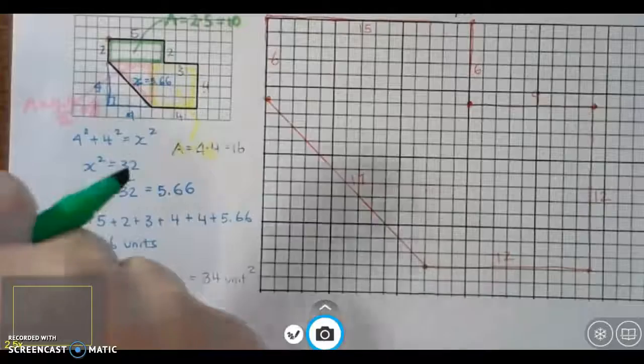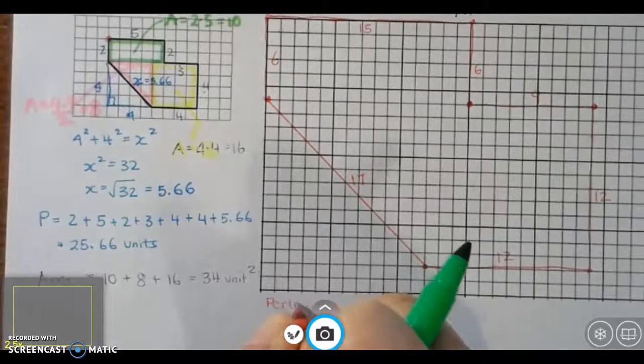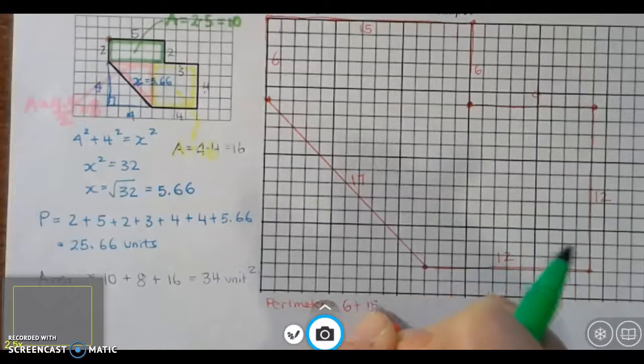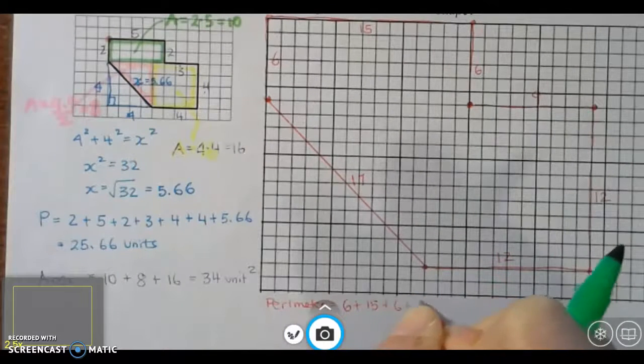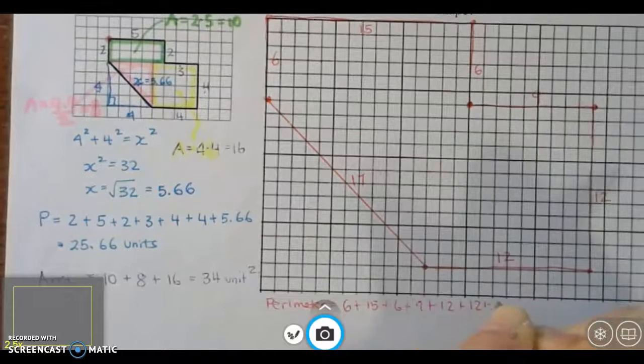Okay, so let's figure out the perimeter. So perimeter is going to be all the outside lengths being added. 6 plus 15 plus 6 plus 9 plus 12 plus 12 plus 17. And that should give me 77 units.